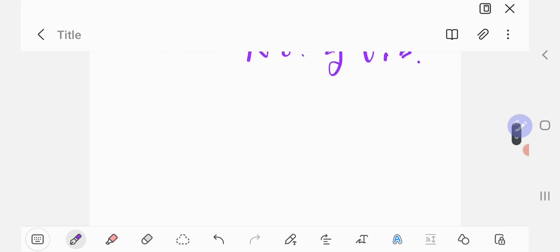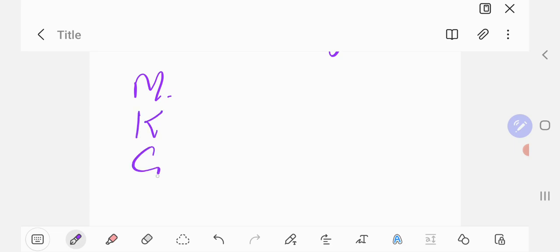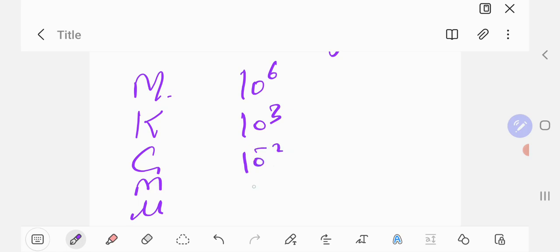The next thing, in this chapter you should know the prefixes. There are 5 prefixes, and you should know the values of all of them: mega, kilo, centi, milli and micro. The value of mega is 10 to the power 6, kilo 10 to the power 3, centi 10 to the power minus 2, milli 10 to the power minus 3, micro 10 to the power minus 6. These prefixes help you to convert one unit into another.